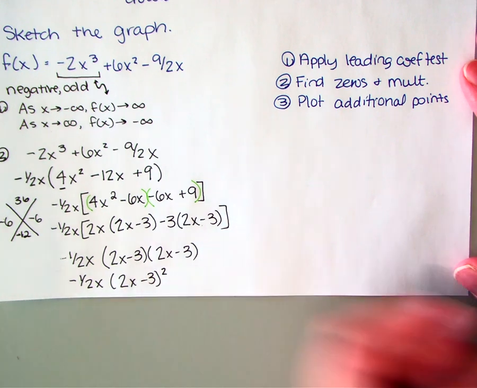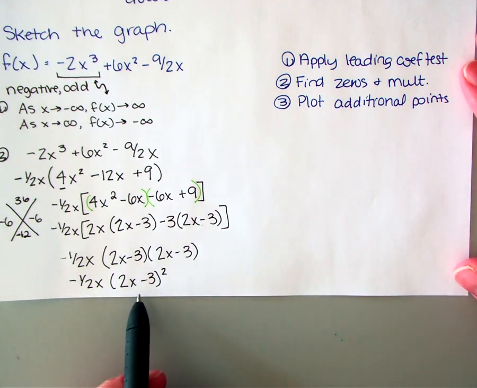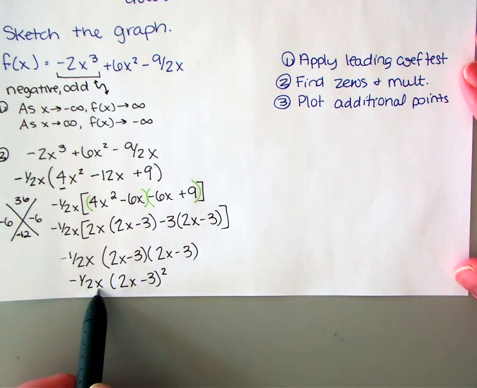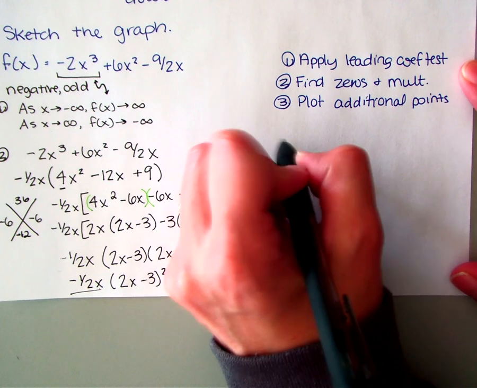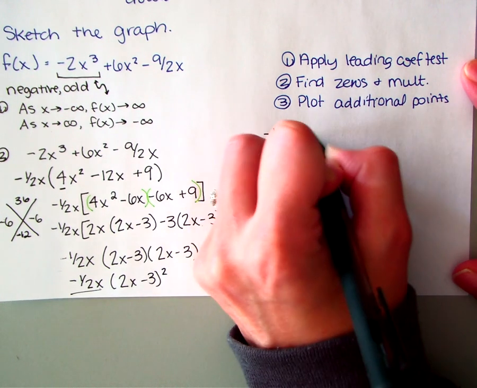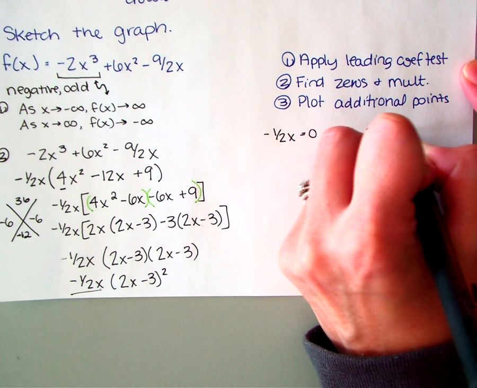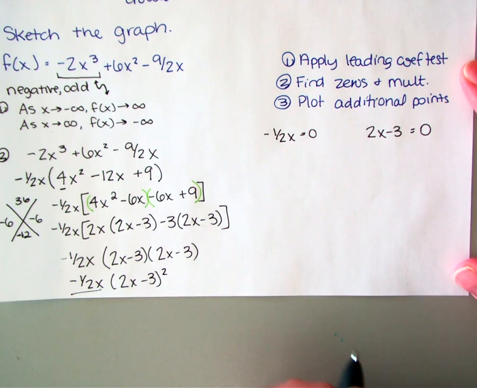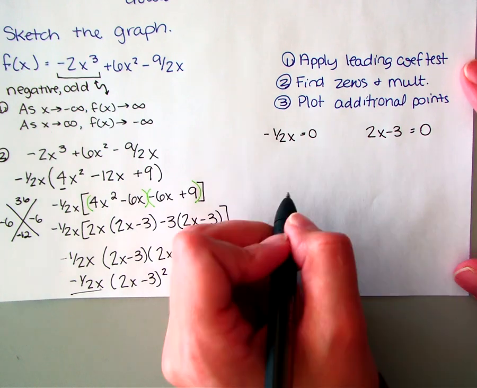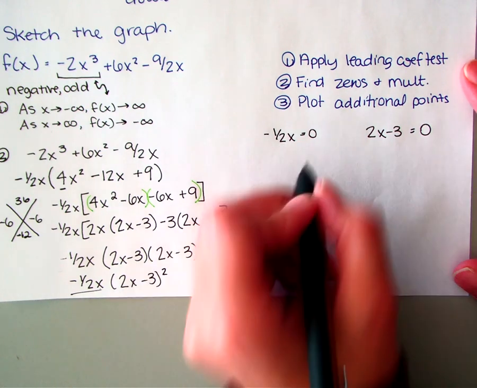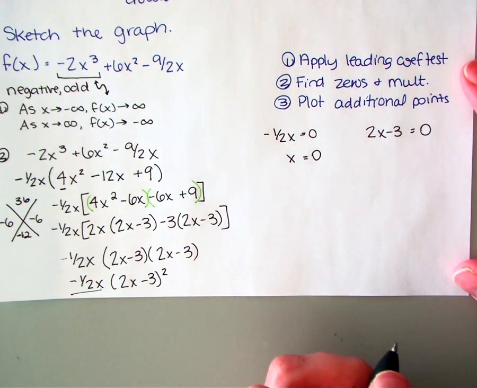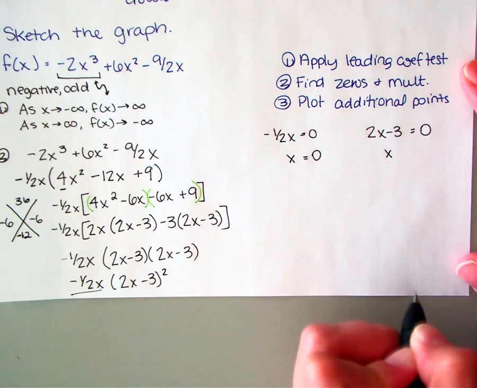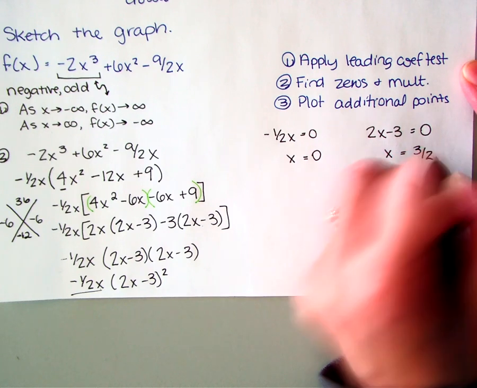To find our zeros, we're going to set all those factors equal to 0. Remember, it qualifies as a factor if it has an x. So even though initially my negative 1/2 x was a GCF, because it has an x, it's a factor. So we're going to set negative 1/2 x equal to 0 and 2x minus 3 equal to 0. So when we solve, multiply both sides by negative 2, we find that x is 0. And then over here, add 3 to both sides, divide both sides by 2, we find that x is 3/2.